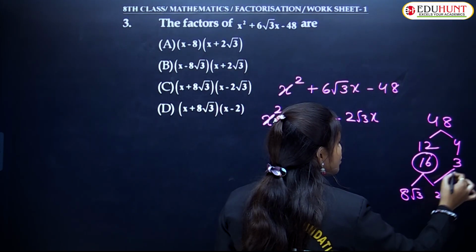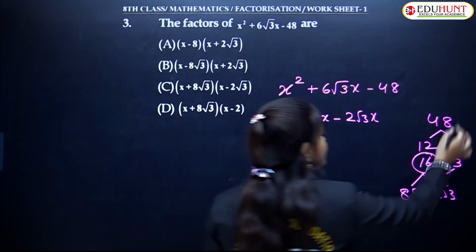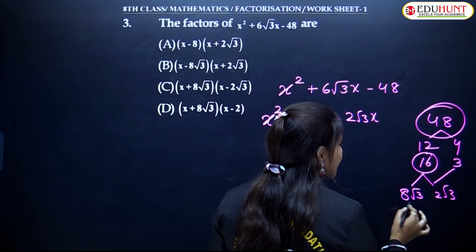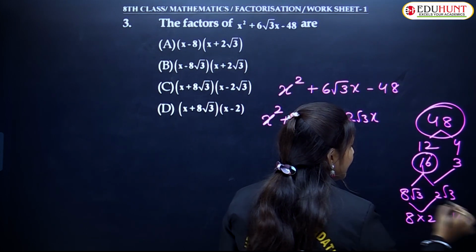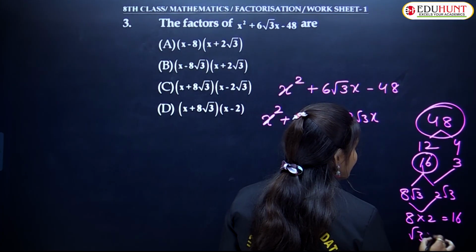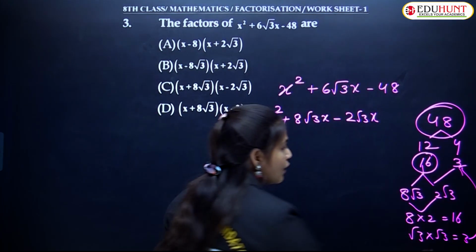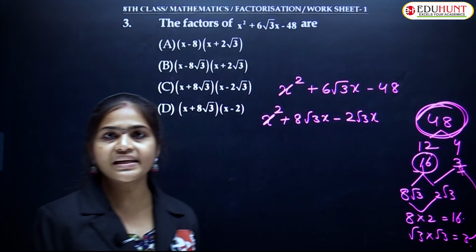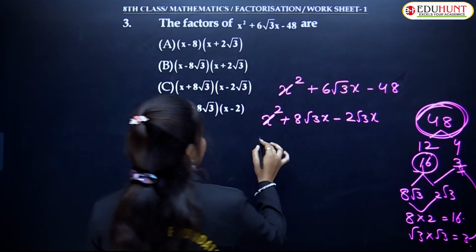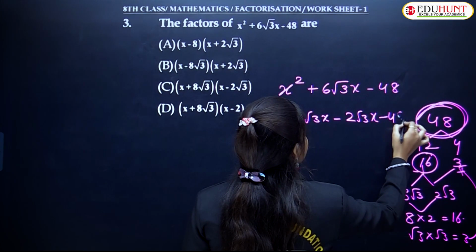This total one is 8 root 3 into 2 root 3, which is equal to 48. How will it be? See here, 8 into 2 is equal to 16, and root 3 into root 3 is equal to 3. Clear? Now 16 into 3 is equal to 48. Is it satisfying here? Yes. So from these two terms, 48 is there, no?